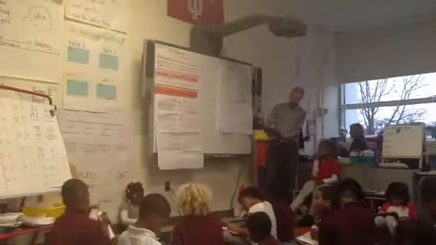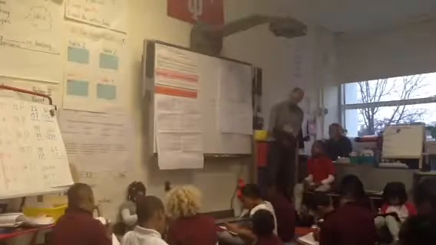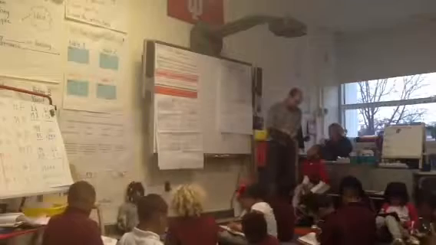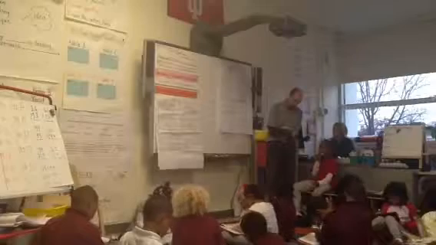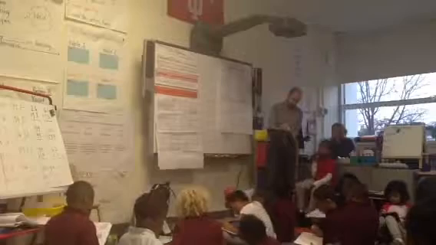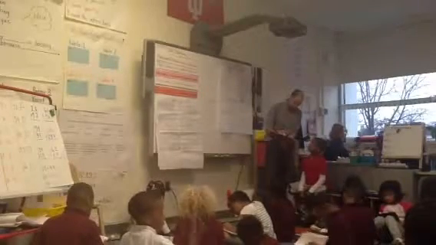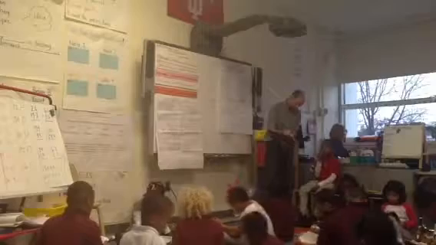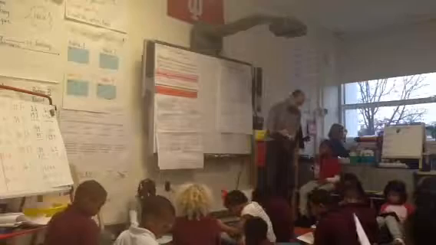So, 29. How many tens are in 29? 2 tens. So, 10, 20. How many tens are in 12? 1. So I'm going to cross out 10. How many 1s are in 12? 2. So I'm going to cross out 1, 2.